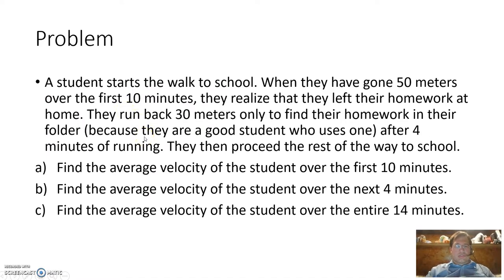A student walks to school, a non-common thing. When they have gone 50 meters over the first 10 minutes, they realize they left their homework at home. They run back 30 meters, only to find their homework is in their folder because they are a good student who uses one. After 4 minutes of running, they then proceed the rest of the way to school. Our questions are finding the average velocity for the student over the first 10 minutes, over the next 4 minutes, and then over the entire 14-minute excursion on their way to school.